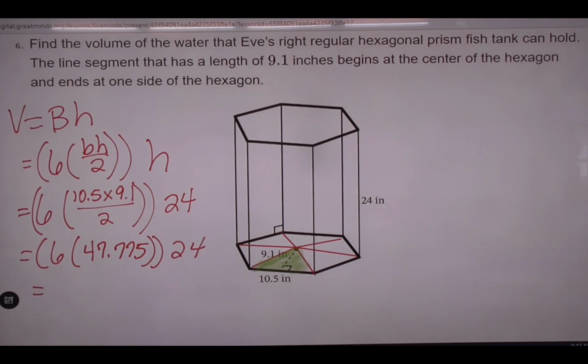So then to find the area of the base, we're going to take the area of that one triangle and multiply it times the 6 triangles that make up the base, and that is going to be 286.65. So there is the area of our base. Then for the formula, all we do is take the area of the base and multiply it times the height of the prism, and we get 6,879.6. And that's in inches, not squared. This is volume. Cubed.